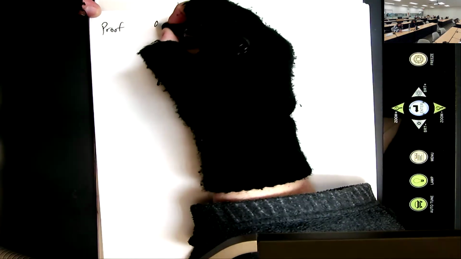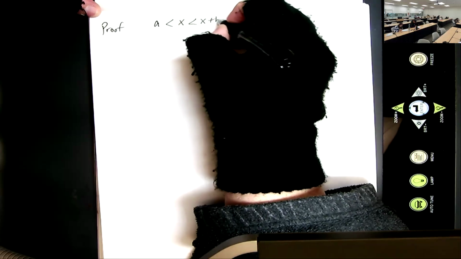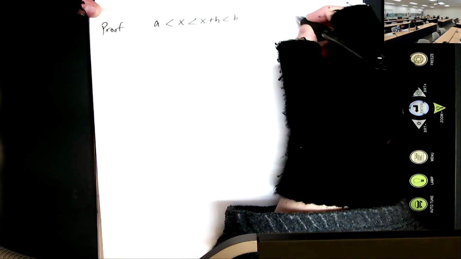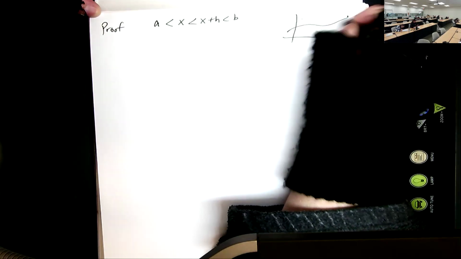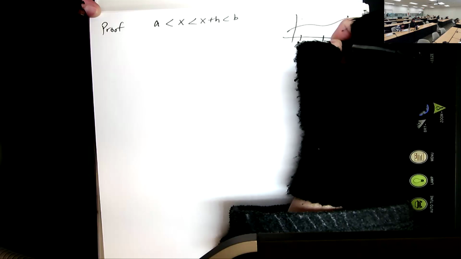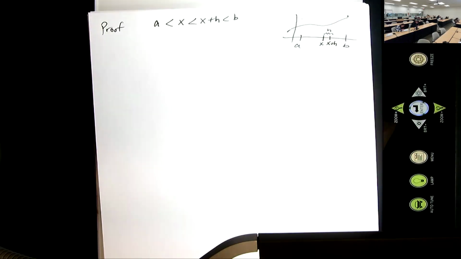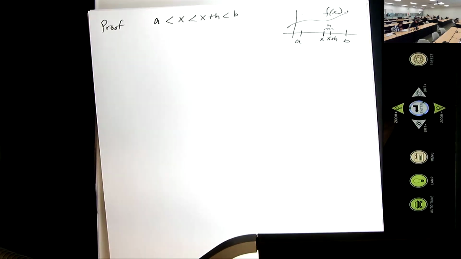And for this, I'm going to say a is less than x, which is less than x plus h, which is less than b. Pictorially, that means we've got our endpoints of our integral, and somewhere in here, there's x and there's a small bump x plus h, with the width h. That's f of x. So we need that in place.